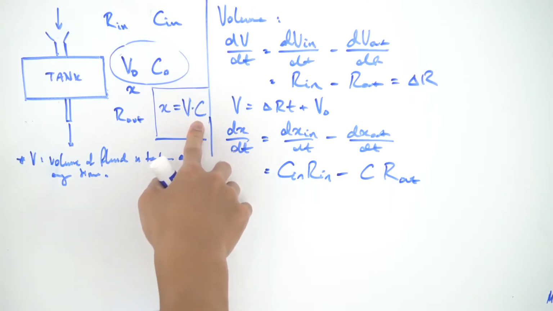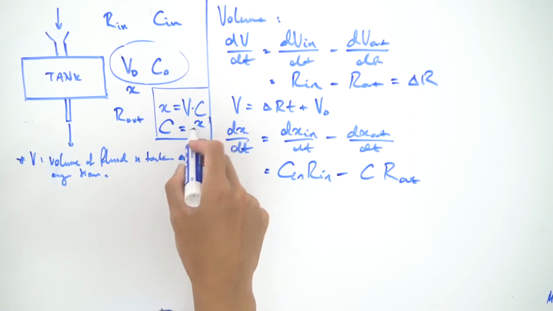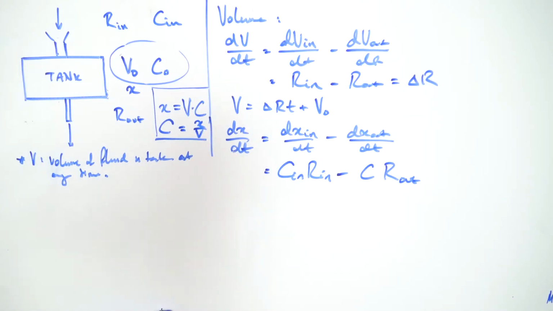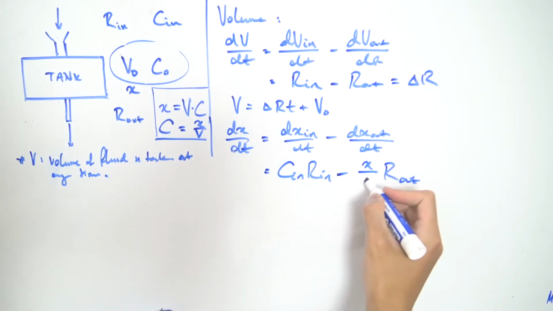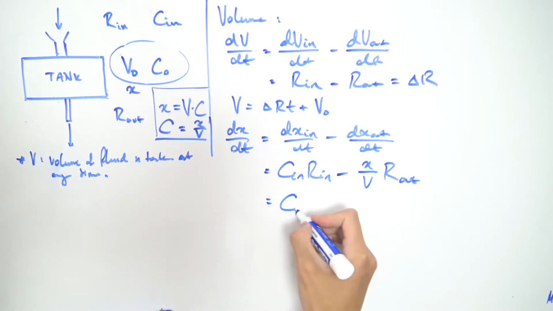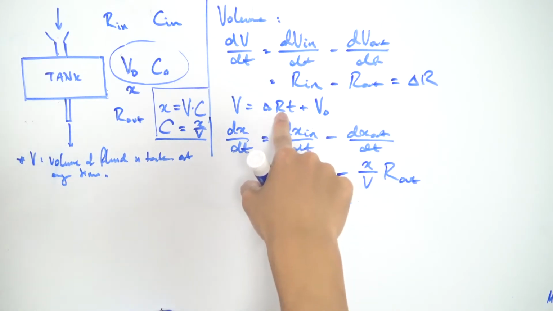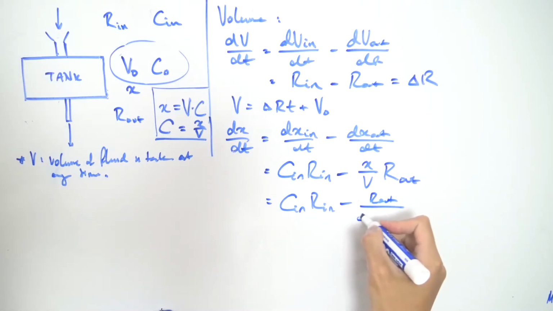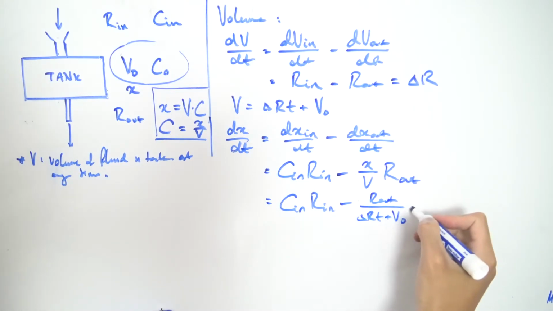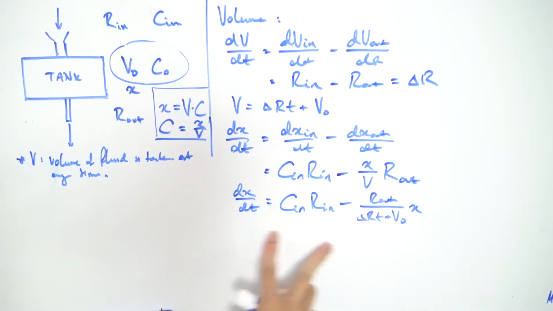So if we refer back to this formula, how do we figure out the concentration? Well, notice that C is exactly X divided by V. It's the amount of stuff divided by the volume that it's in. So we can make that replacement. This is exactly X over V. But notice, what exactly is V? V is exactly this expression, which is delta R times T plus V naught. So we have now R out divided by delta R times T plus V naught times X. And this is exactly dx over dt. Alright, so notice we've constructed this nice differential equation, and now our goal is to solve this thing.